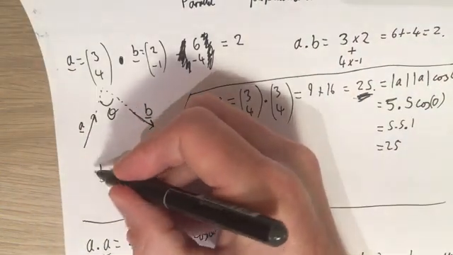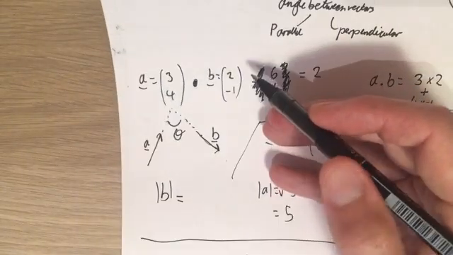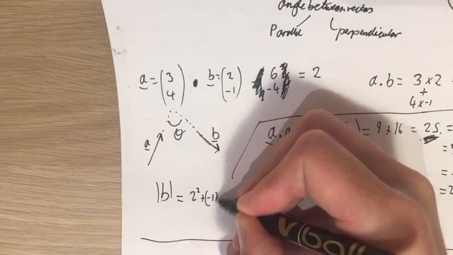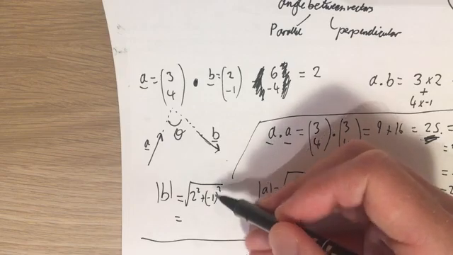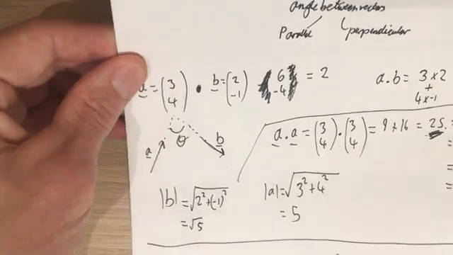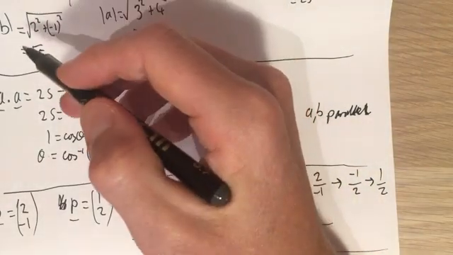We can also do the magnitude of B, which from here is 2 squared plus minus 1 squared, square rooted, so 4 plus 1, which is root 5. Okay, so let's have a look. That's fun, isn't it? B is half the length of A.